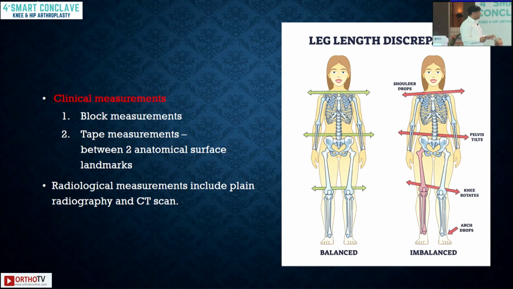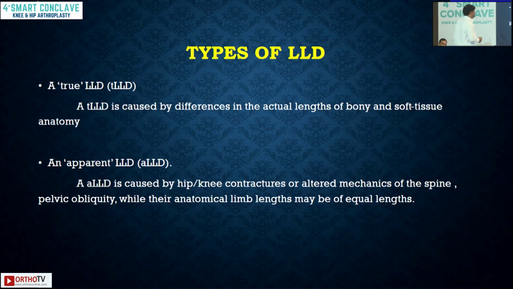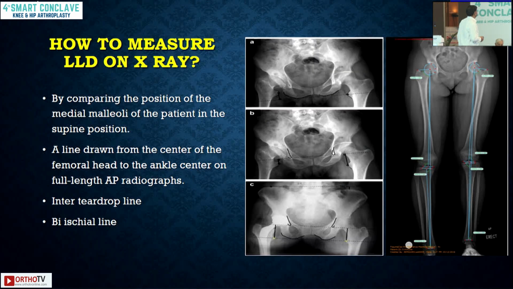So measurements can be done by a block method or by a standard tape method, which we have learned throughout our life. And radiologically, you can do it by a plain X-ray and a CT scan. So it can be a true lengthening and an apparent lengthening. We all know true is when there is some bony or soft tissue problem in the limb, and apparent is when, apart from the equal length of the limb, there is something wrong in the spine, or there is pelvic obliquity, or there is some contracture somewhere. So that also leads to limb length discrepancy, but we need to understand the difference between the two.